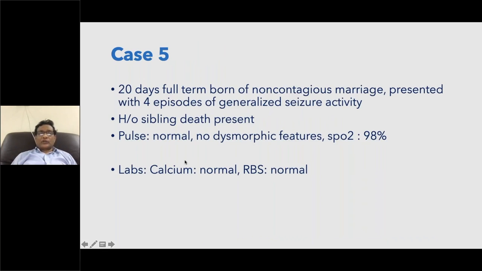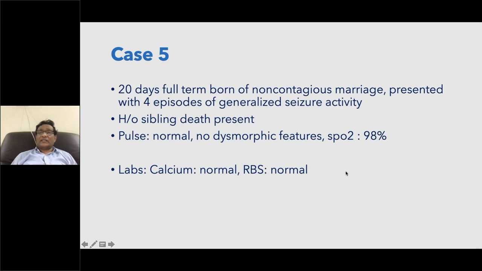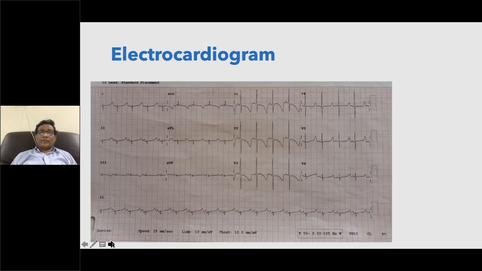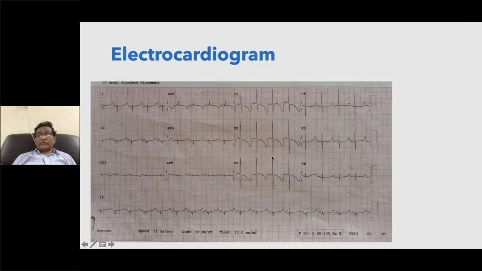This is another 20-day-old full-term baby, non-consanguineous, presenting with 4 episodes of generalized seizure activity, history of sibling death, and other parameters are normal. Calcium is normal. This is the ECG. Anybody would like to comment? The baby was referred for echocardiogram, but we did an ECG in this particular baby. So there were 2 sibling deaths.